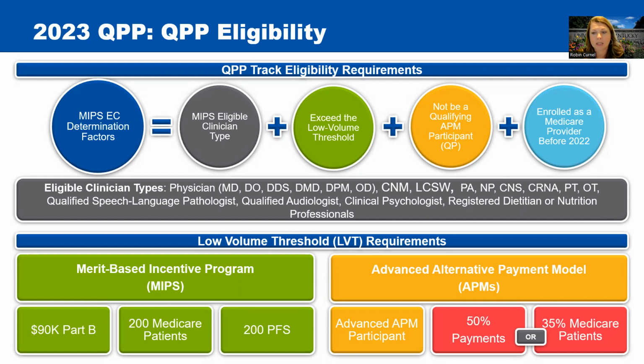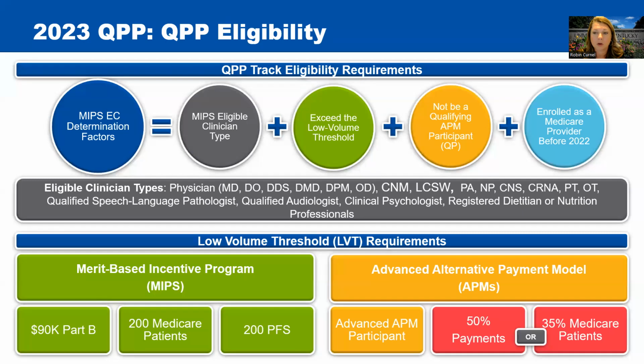And CMS looks at 2 different time periods when determining eligibility. It's a 2-year look back period. So they look at, for this case, for the 2023 program year, they're going to look at October of 2021 through September 2022, and then pick up again with October of 2022 and look through September of 2023.